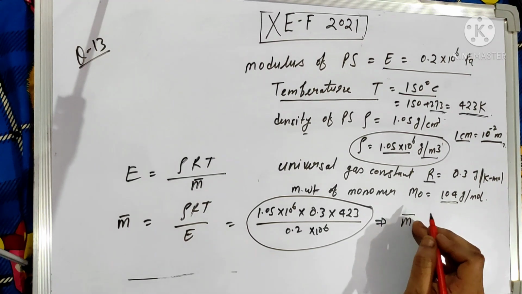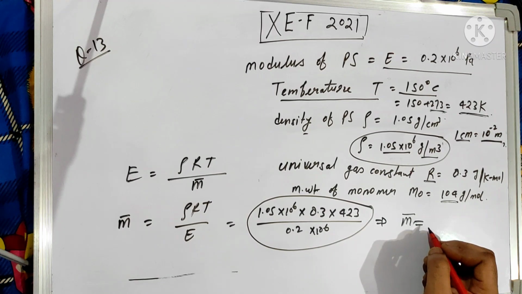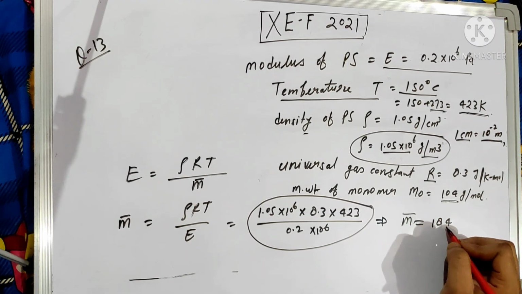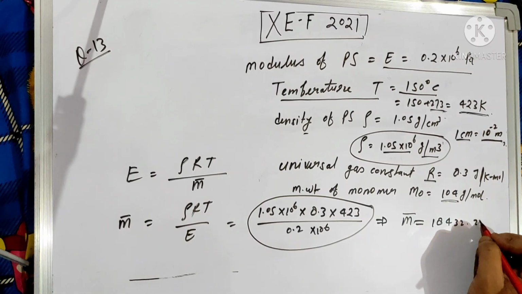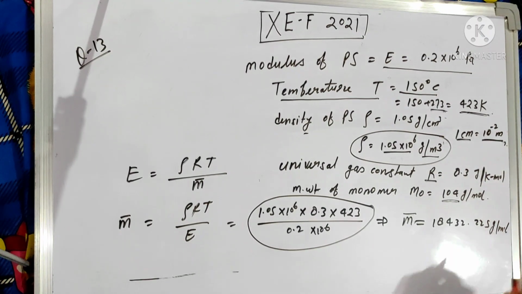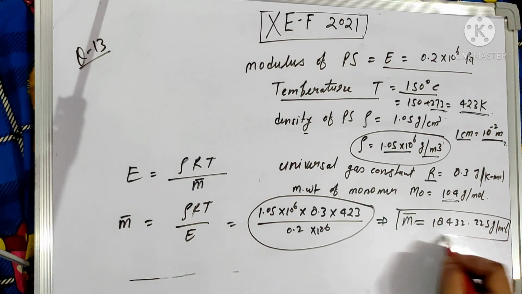the molecular weight of the entanglement of the polymer is equal to 18432.225 gram per mole. And this is the answer.